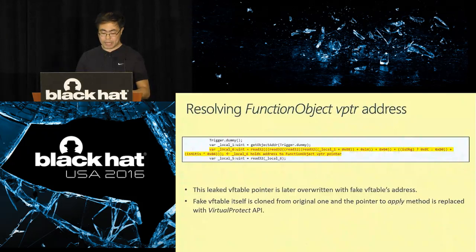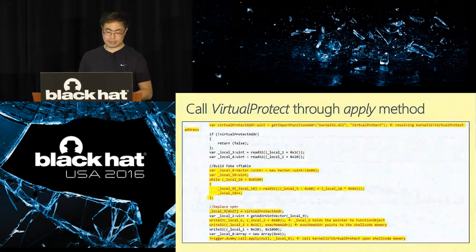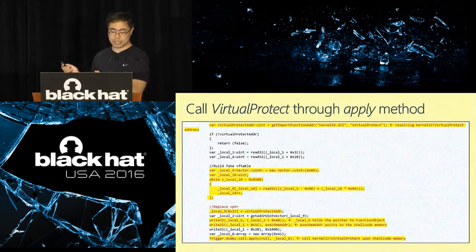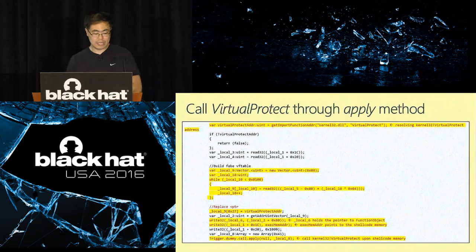For the apply method, it will overwrite it with the VirtualProtect API, and whenever you call the apply method upon this function object, then actually the VirtualProtect API will be called. This is the actual exploit code. I didn't do anything, it's the actual decompiled code from the exploit. If you look at it, it's very well written, kind of organized code.